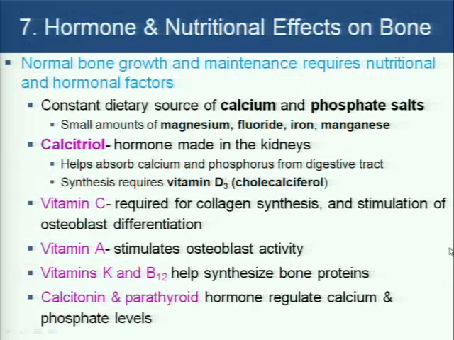Okay, what about nutrition? So you need to eat calcium, we know that, and phosphates are very important. You also need small amounts of magnesium, fluoride, iron, and manganese. Calcitriol, this is a hormone. Okay, so it's made in your kidneys. And again, where did it come from? It came from vitamin D. Okay, so cholecalciferol, that's vitamin D. So you need that to synthesize this in your kidneys. Remember, this comes from your kidneys, and it's made from vitamin D.